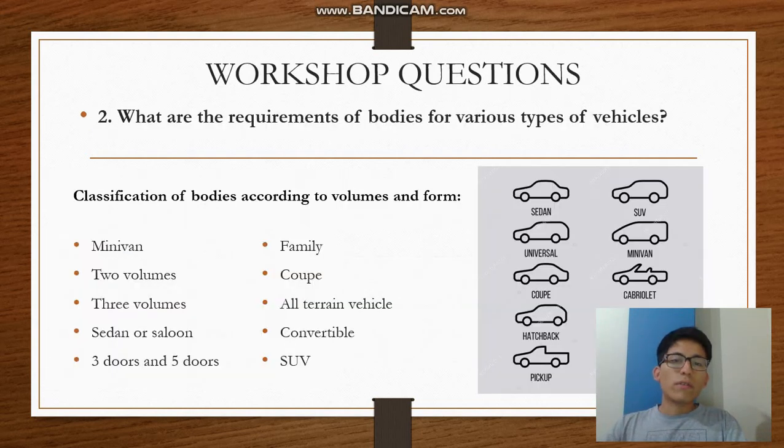Well, what are the requirements of bodies for various types of vehicle? Classification of bodies according to volumes, and in this we can see minimum family to volume scope. Well, in this picture we can see the different types of bodies for various types of vehicle.